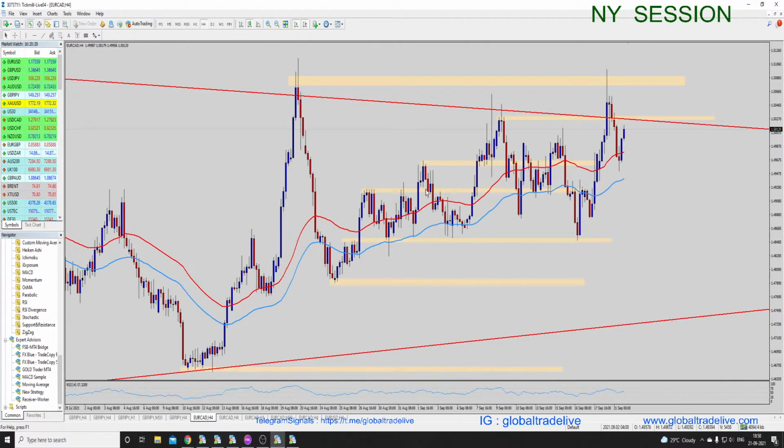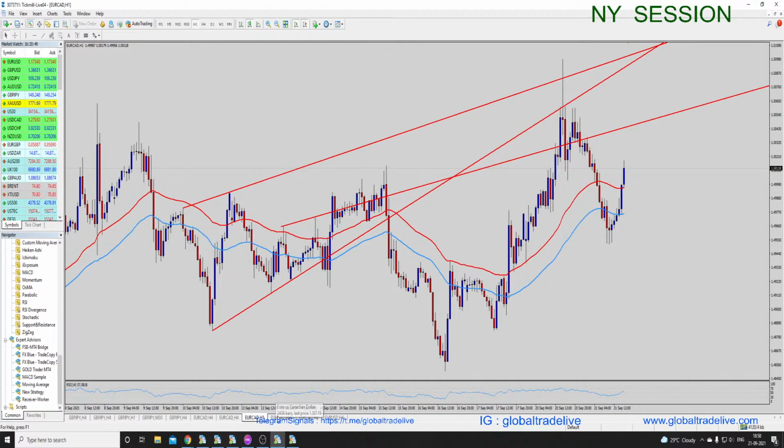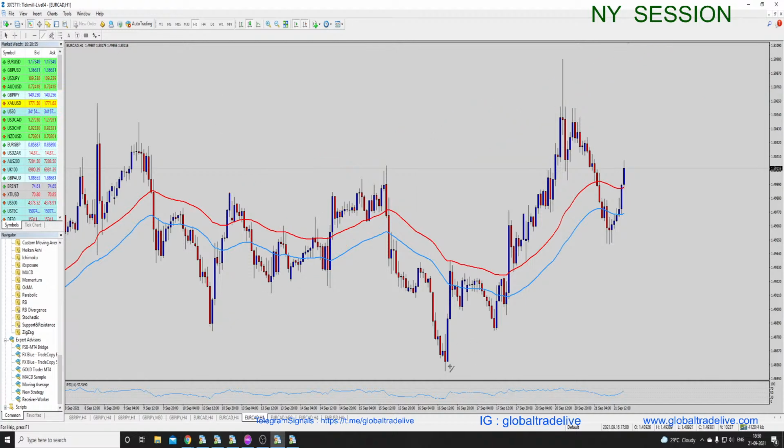Let's have a look at EuroCAD over here, because now EuroCAD will be making its move. So this becomes a fake out. Now the market is moving up towards this upper trend line, and I think it should be rejecting this trend line and starts to move down. And let's have a look at this point. So we can draw support over here.